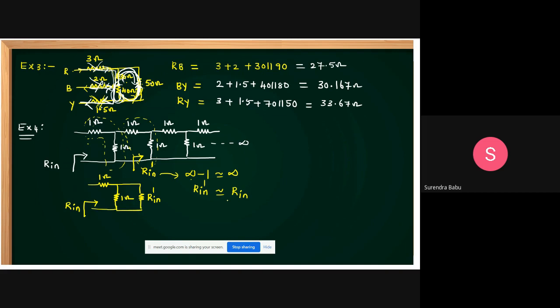I think all of you understood this. First I removed one branch from the repeated branches. Then I took infinity minus 1 branches. But infinity minus 1 is equal to infinity, because there are an infinite number of branches. That's why you go for approximate analysis only. Then I take Rin dash nearly equal to Rin, because infinity minus 1 equals infinity.